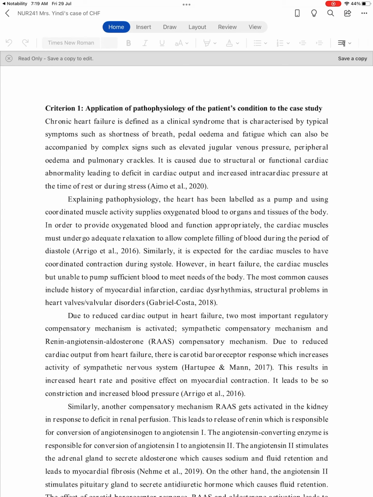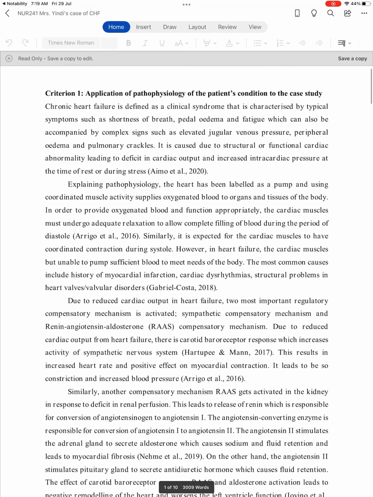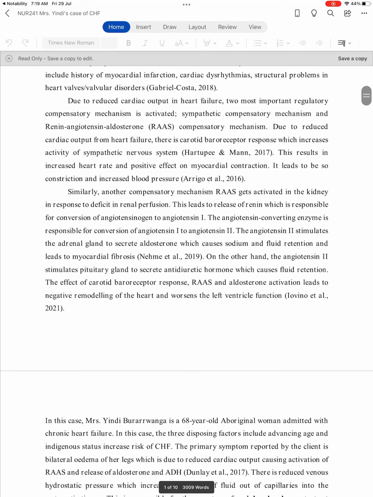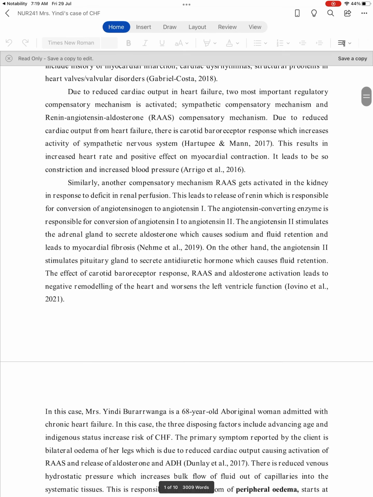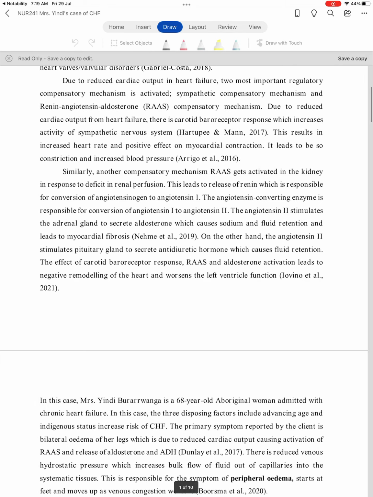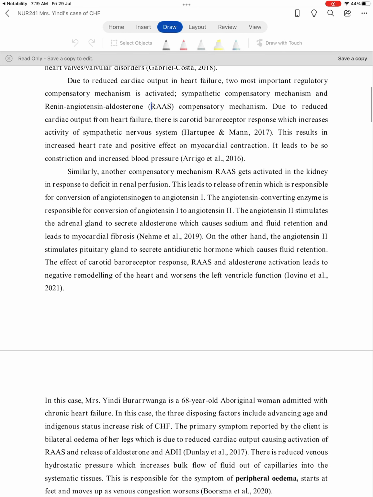Now criterion 1. We have done the application of pathophysiology of the patient's condition to the case study. You have to explain the pathophysiology of the heart. You have to combine all the things and then mention the reduced cardiac output in heart failure. The two most important regulatory compensatory mechanisms are activated: the sympathetic compensatory mechanism and the RAAS compensatory mechanism. We have taken note of all the important points that we were given in the case study. You have to apply all the relevant points of the case study.